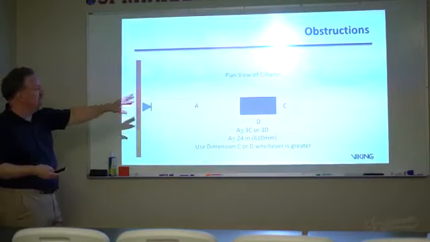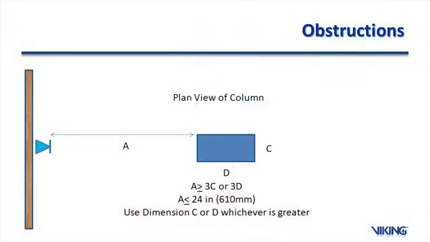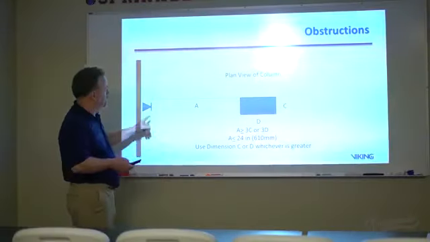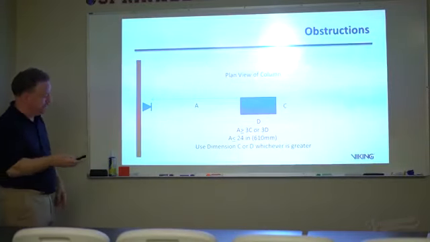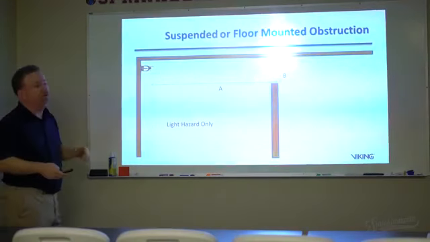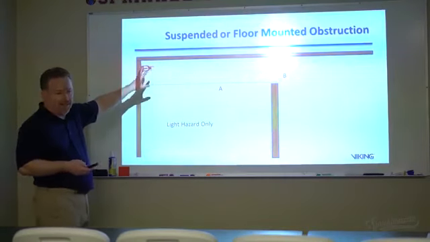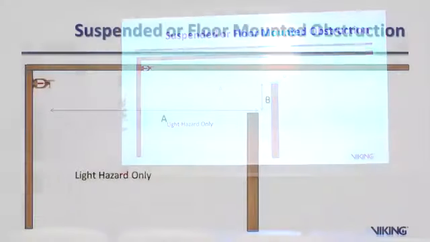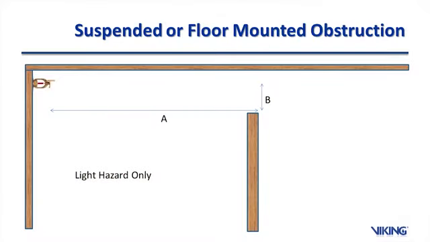Same thing applies if that's a column. Now we're looking at plan view. The 3 times rule applies. Okay, A greater than 3 times C or D. Same thing with a floor mount. So you guys getting it? Same rules, just applied slightly differently because of the spray pattern.